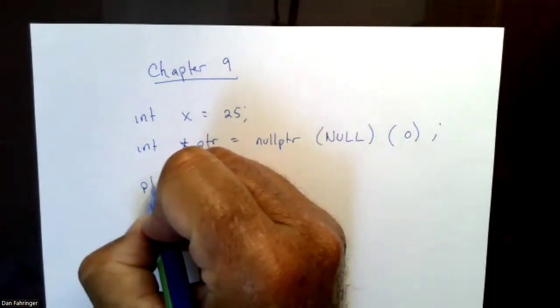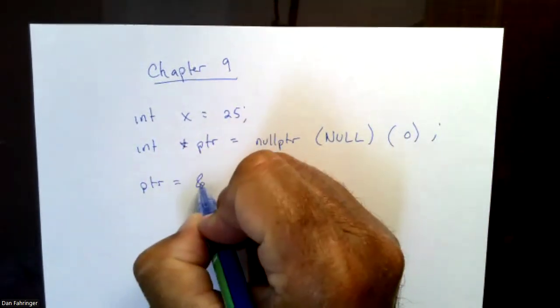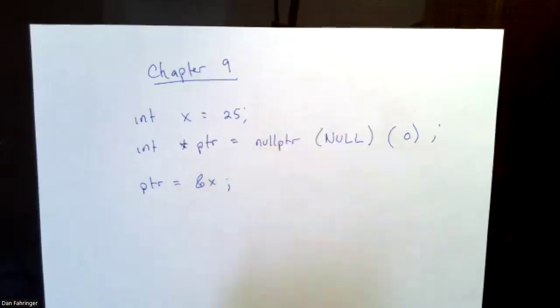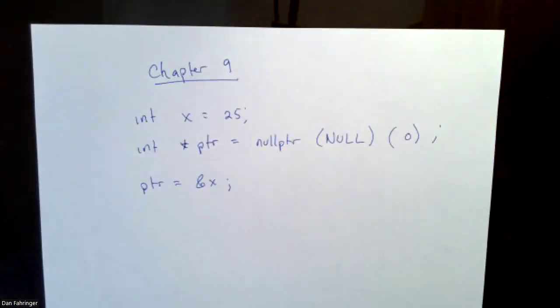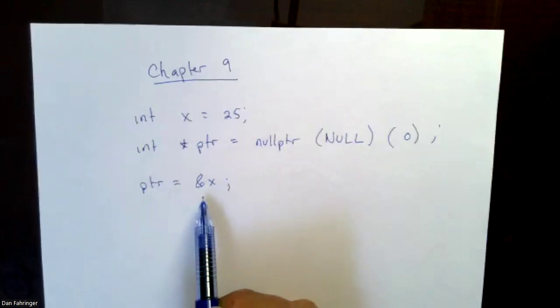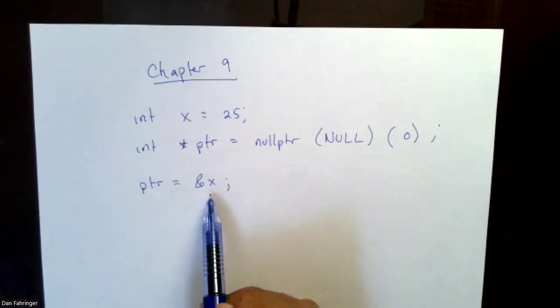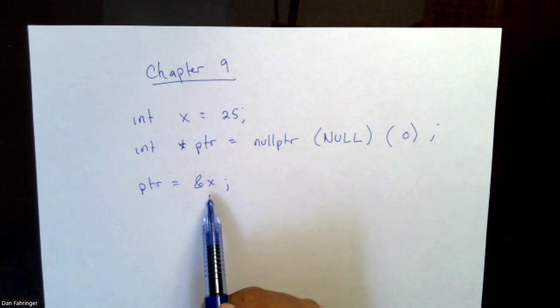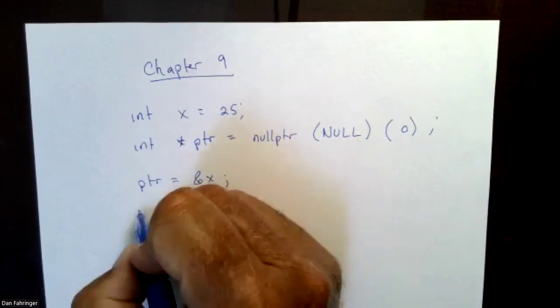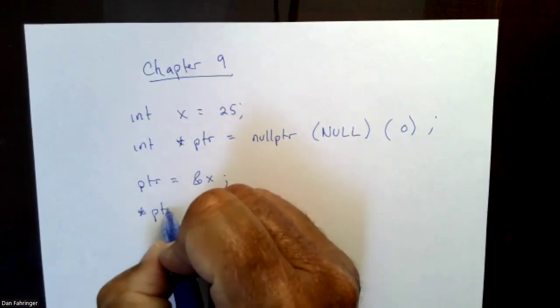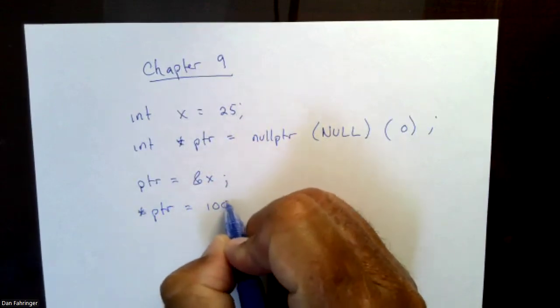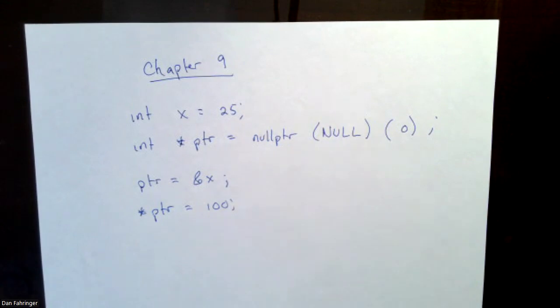Do you like that line of code? Pointer gets the address of X. All right. What about this line of code? Pointer equals 100. Somebody tell me what that does?